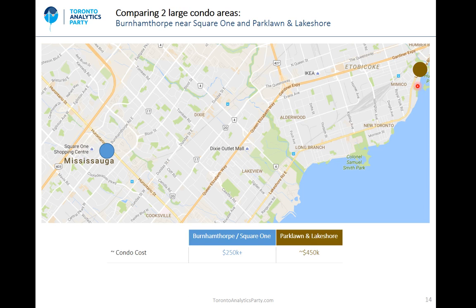So very interesting. And if we compare the condo costs over here, you can start getting in at $250. Over in this area, you better get ready to pay $450. So we see a big, big difference. But if you look at the rental difference, it's almost the same.